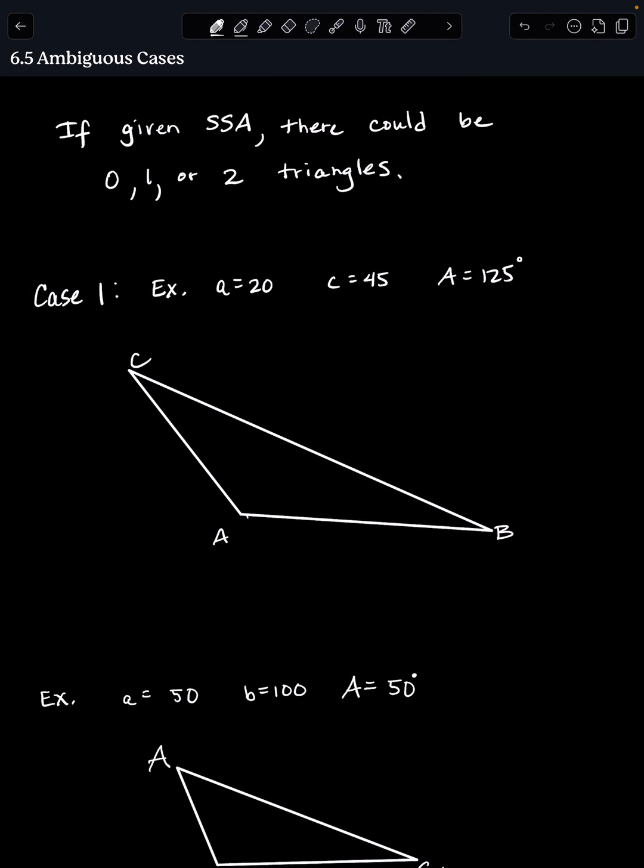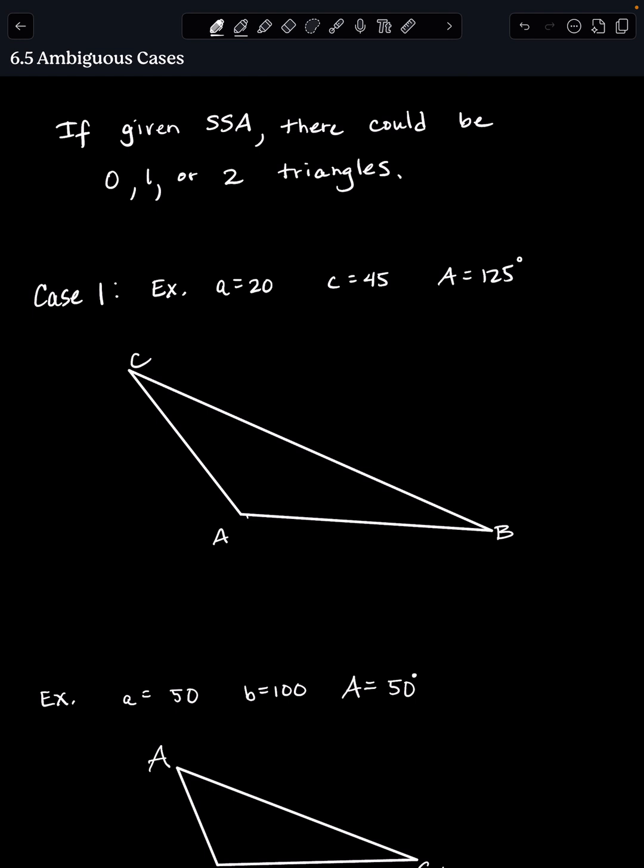But the kicker to that is if you're given two sides and an angle, there could be 0 triangles, there could be 1 triangle, or there could be 2 triangles. So we need to look at each case so I can explain to you how that's even possible. So the first case we're going to look at is case 1, and that's 0 triangles.